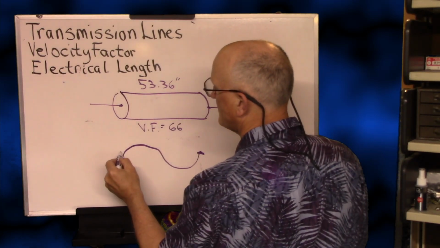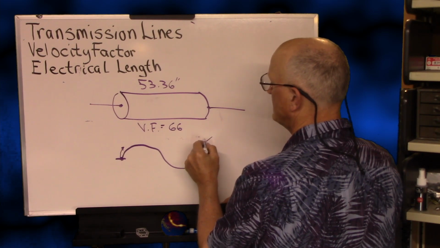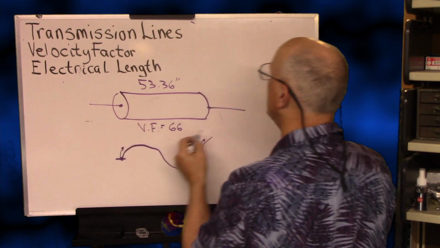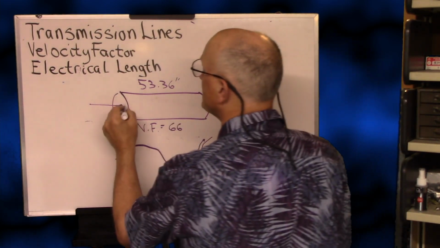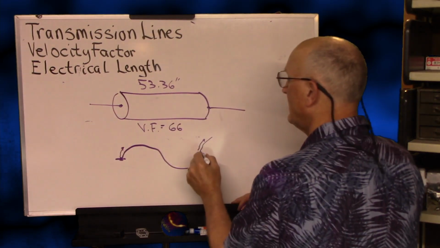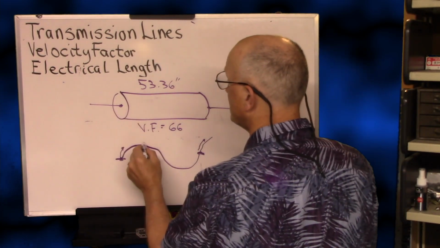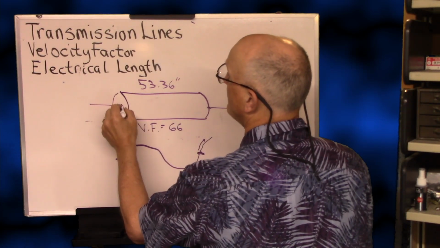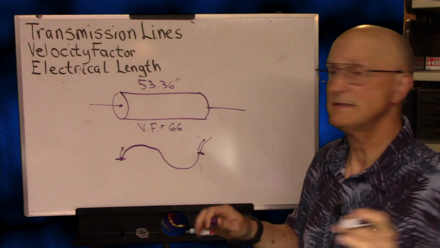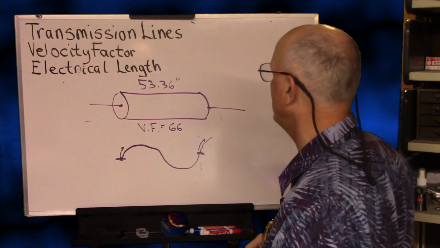When this signal's traveling up this way, well, guess what? The very next thing that's happening here is it's traveling up. When this signal is traveling down on this side, this signal's traveling down. So if this signal at a particular point in time is at 0 volts, this signal will be at exactly 0 volts. If this signal is at some peak, maybe 10 volts, then this side is going to be at exactly 10 volts because they are electrically in phase. It's an electrical one wavelength.